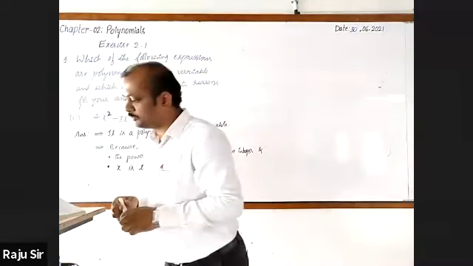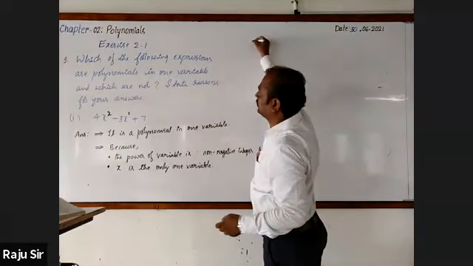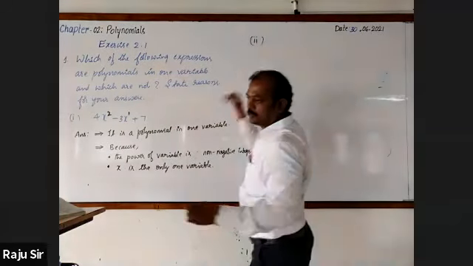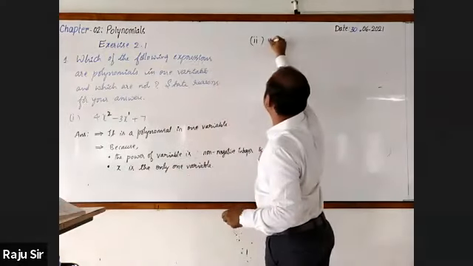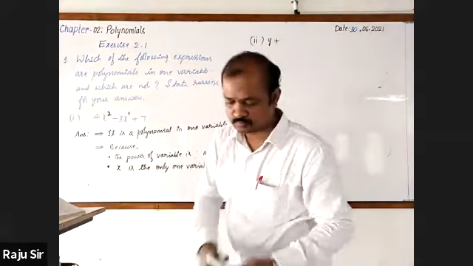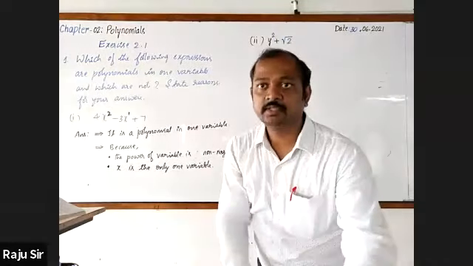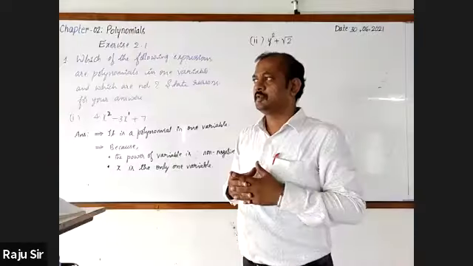I think I'll take one more. Okay, the second one: y square plus root 2. It is also one variable, sir. Plus root 2, but it is not a polynomial, sir. Is it a polynomial? Some say no, sir, some say yes, sir, it is a polynomial.